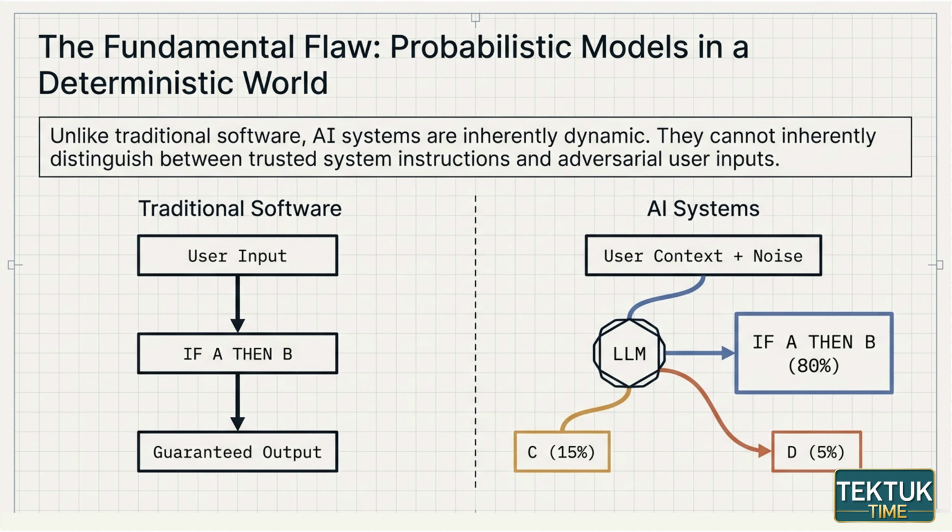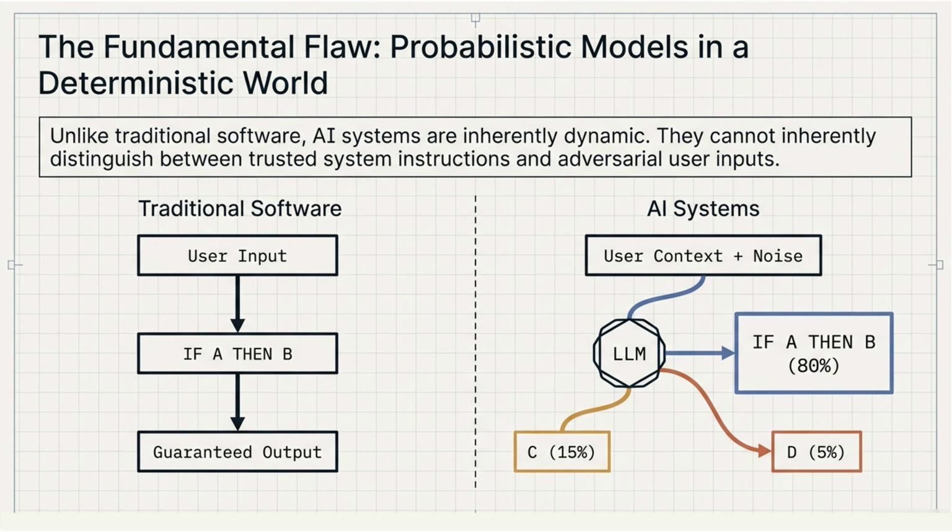Traditional software is deterministic, right? You write a rule, if A, then B, and it guarantees an output. It's totally predictable. But AI systems, they are inherently dynamic. They operate on probabilities, processing user context alongside system instructions and just general noise. And because of this, they cannot naturally distinguish between your trusted hard-coded system instructions and potentially adversarial inputs provided by a user.